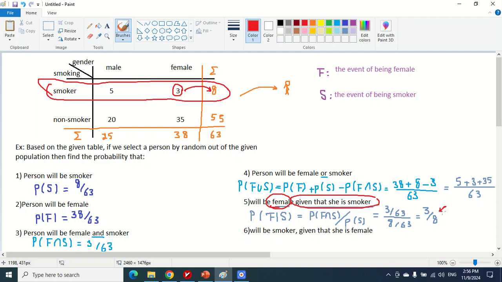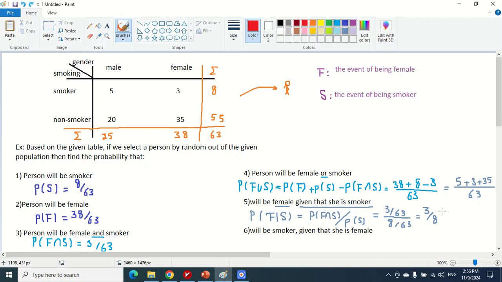That's the interesting part: when some event has actually occurred, then we can say that we have that part only, and we are looking for some event happening within the other one. So that's why we can write that expression like this. For the second one we have the same situation: we have the probability of being a smoker, given the condition that the given person is female.